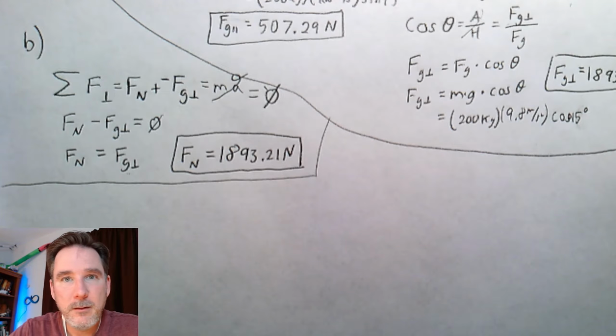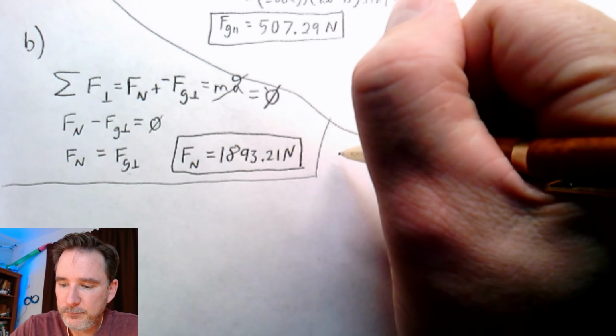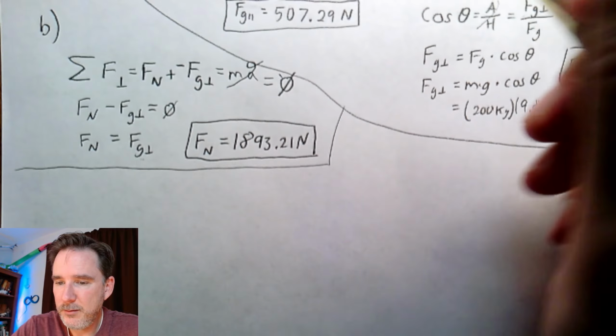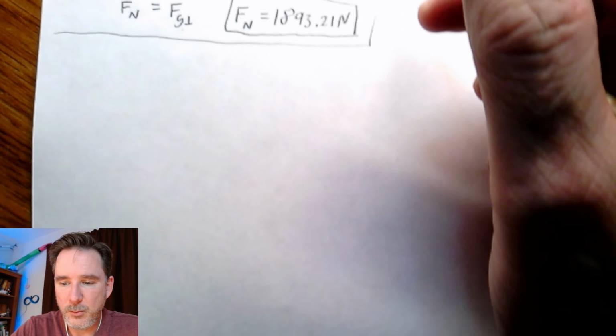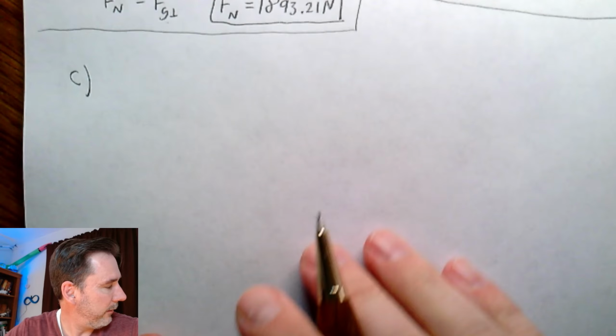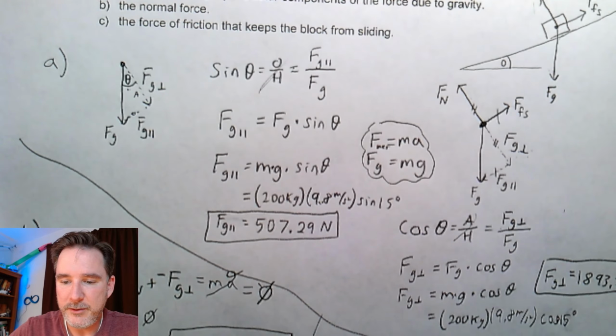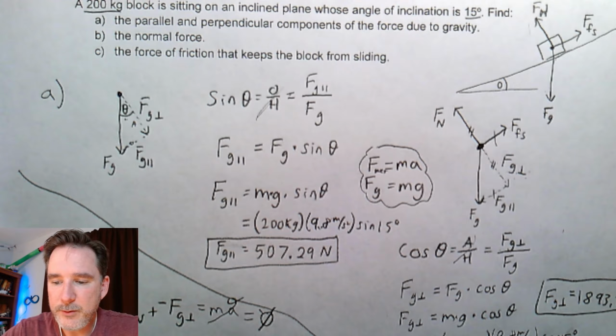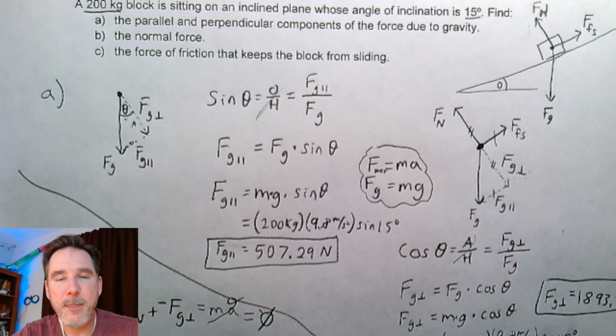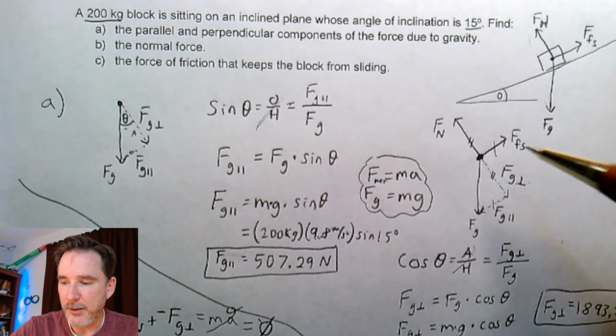Okay. Letter C. Should I write it over here? Let's go kind of below. We'll do this. Letter C. How's that look? All right, that's not too bad. Let's see what letter C is looking at. It wants to know the force of friction that keeps the block from sliding. Okay, that's cool. We look at our diagram again.